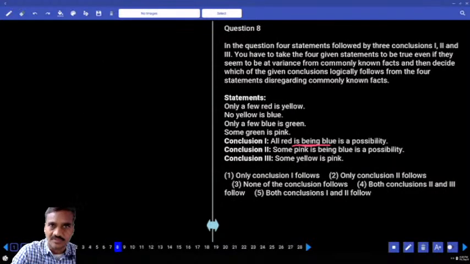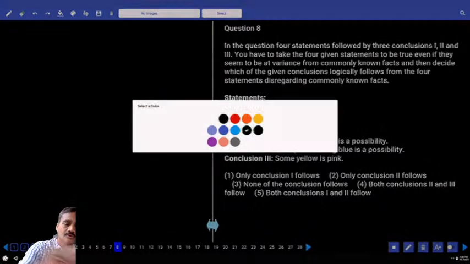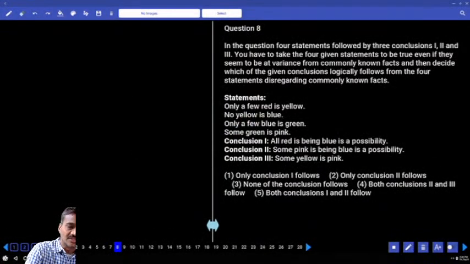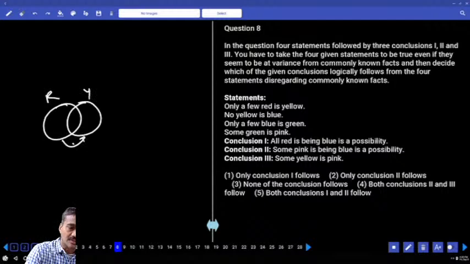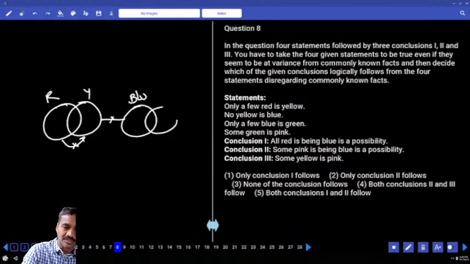Next one, the 8th one. Only a few red is yellow, which means only some red is yellow but not all. And no yellow is blue, no intersection between yellow and blue. Only a few blue is green, some blue is green but not all, and some green is pink.